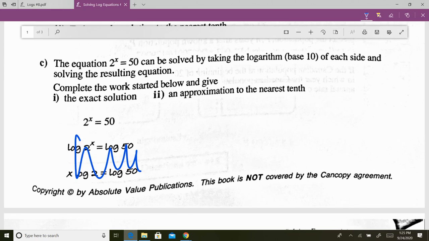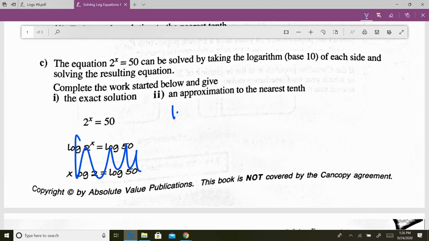Now, you have choices. You can choose any log you want, any base. But there's two bases that you can punch into a calculator. What are they? 10 and e, except for Madison's calculator that you can punch any base into. But 10 and e are the common bases, all right? So we'll use 10, okay?